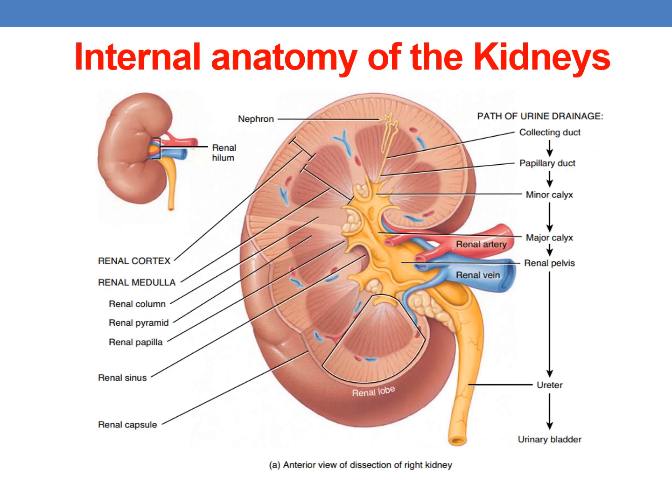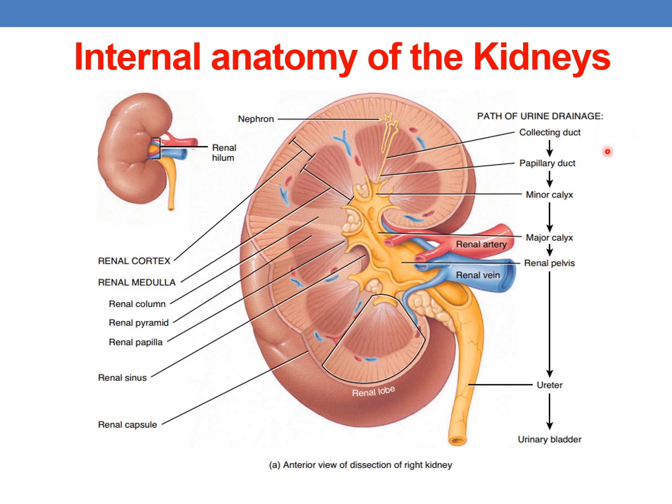Now coming to the internal anatomy of the kidneys. The outer portion is the renal cortex and the inner portion is the renal medulla. The renal medulla is composed of renal pyramids and renal papillae, with renal columns between them. This is the renal sinus. And finally, this is the renal capsule. Here you can also find the functional unit of the kidney, that is the nephron.